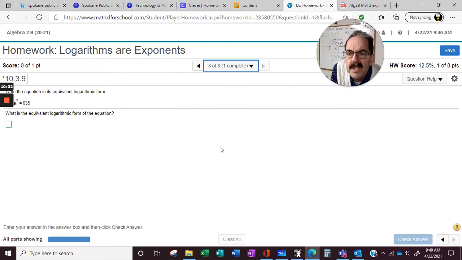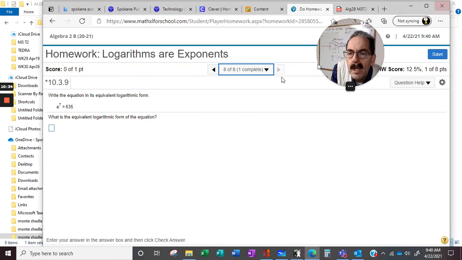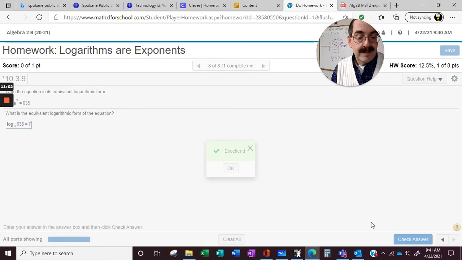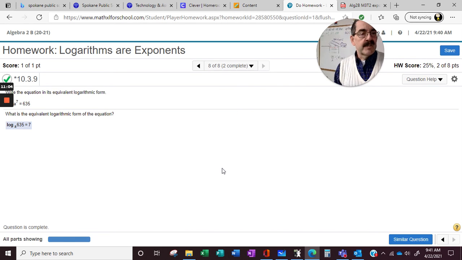Let's see what the last one looks like. Oh, so we're just going to do the log, log base a of 635 equals 7. In other words, what number raised to the 7th power gives us 635? Let's see how we did. Yep, just translating on this first assignment.